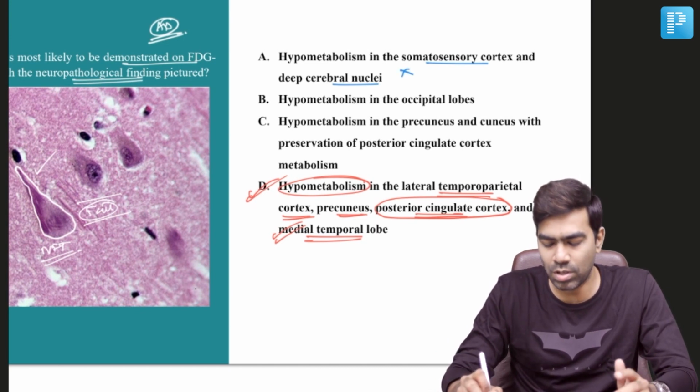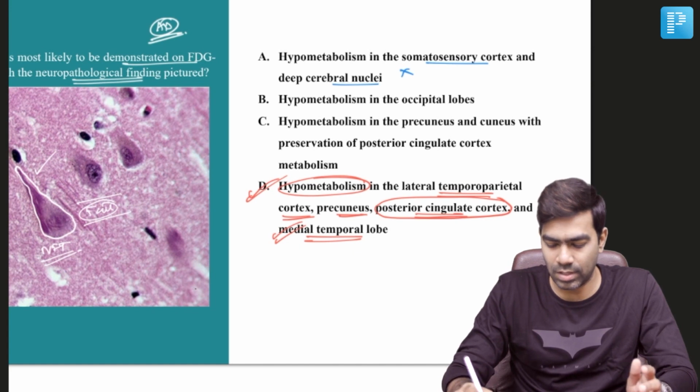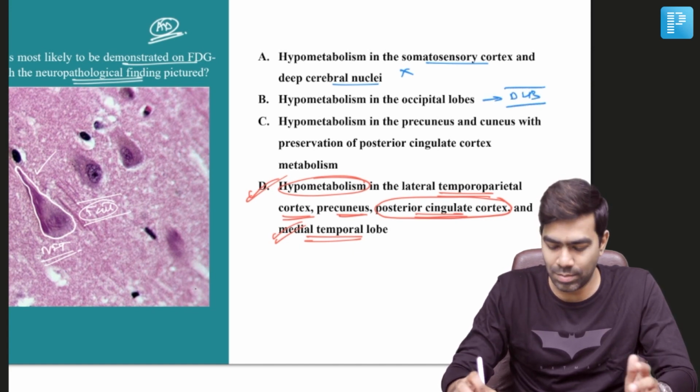Option B states hypermetabolism in the occipital lobes. This is consistent with the diagnosis of dementia with Lewy bodies and not Alzheimer's disease.